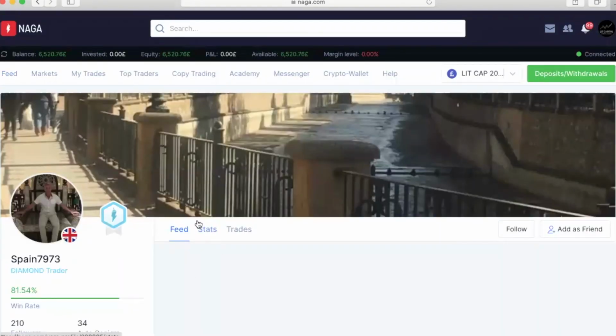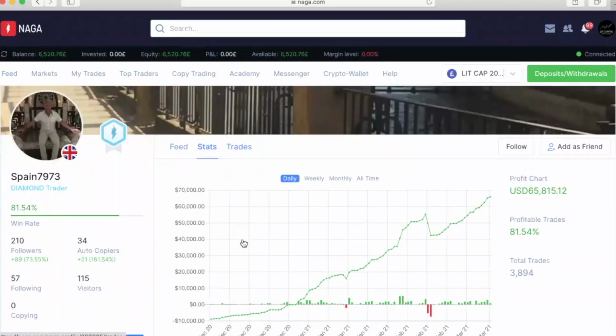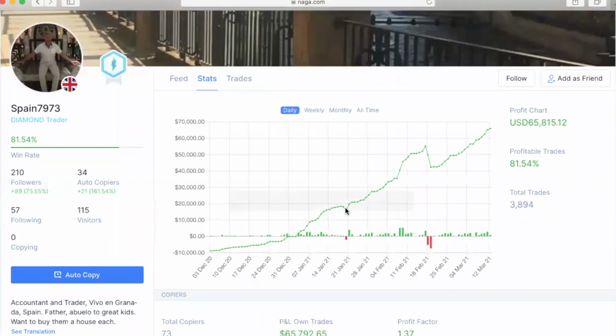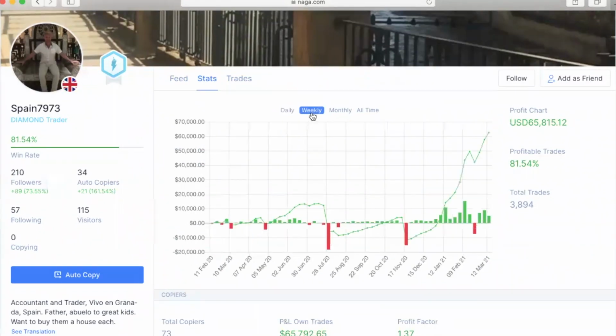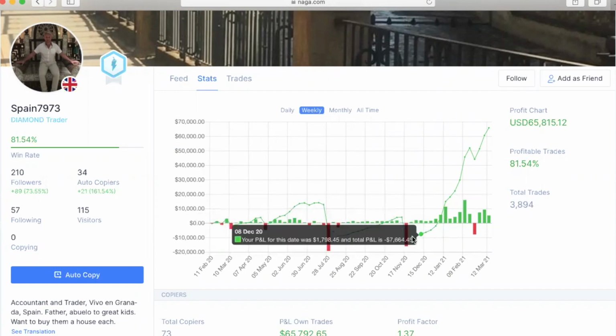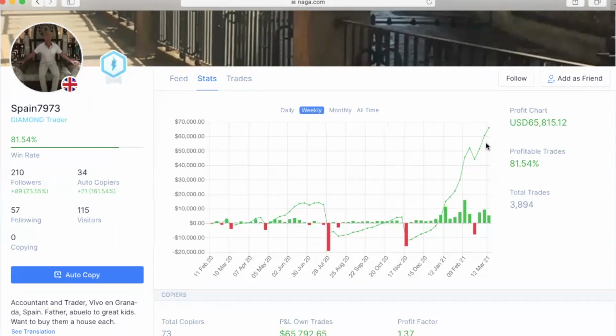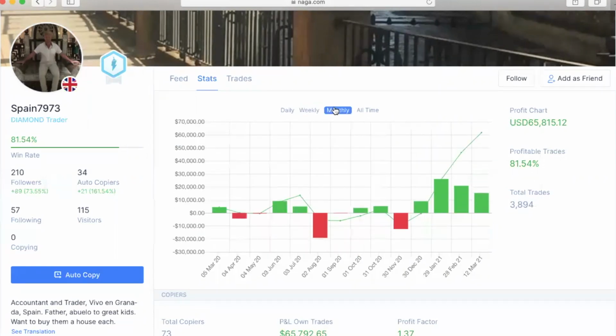and we head over to the stats, what we're able to see here is quite simply, on a different time frame, how well or how bad this trader's been doing. So on the daily, he's been doing very well. On the weekly, you can see here he's had quite a dip in performance. Last year in July, he had another dip, but then after the 17th of November, things really started looking up for him, and we can see that Spain 7973 started to have a much more successful time trading.